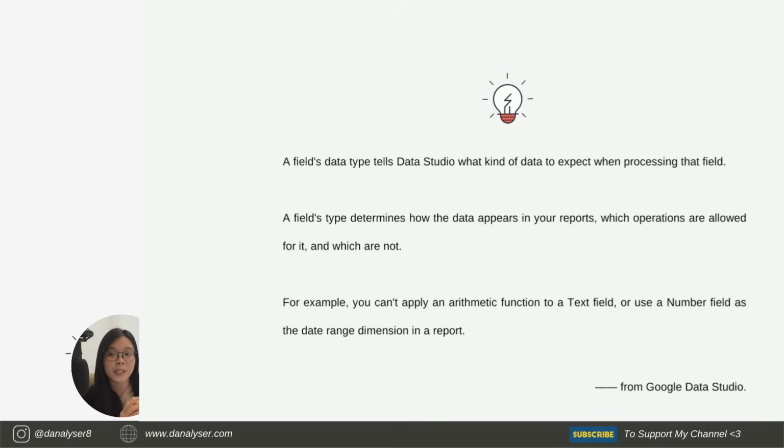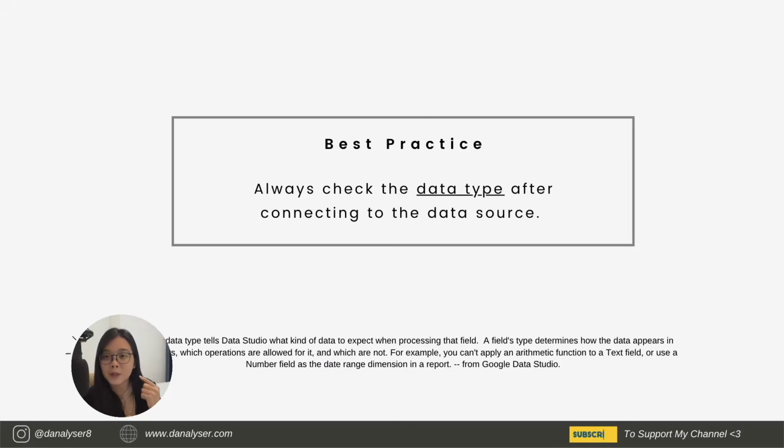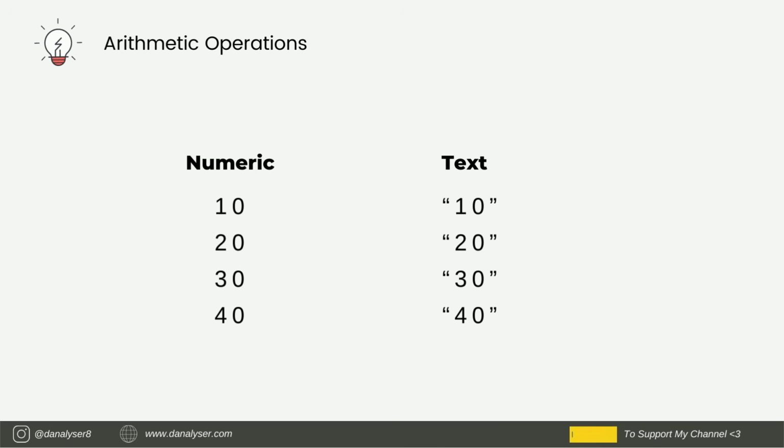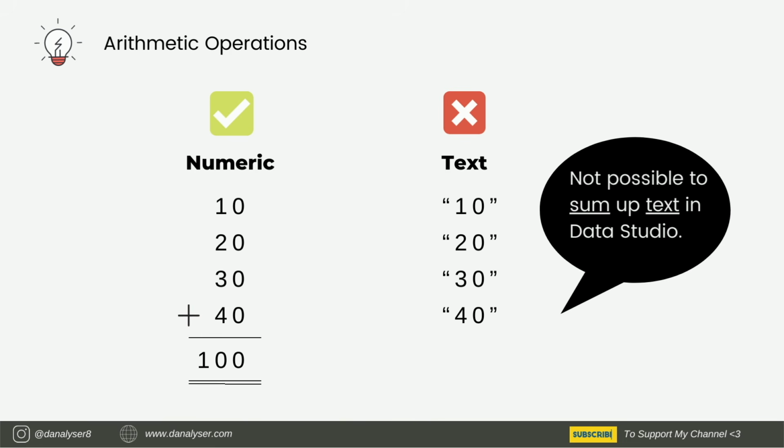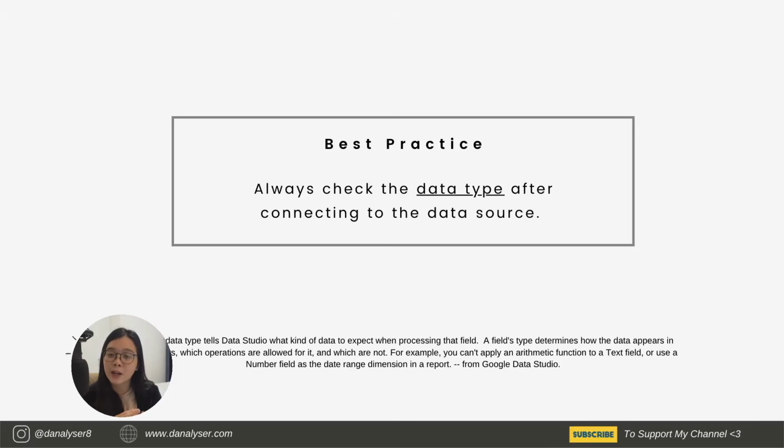So this will determine what kind of operations are allowed for these fields. Say, for example, if I have a numeric field, I'm allowed to sum the entire column to give me a total number. However, if I have a text field, even though the values are all numbers, I still can't sum it up because Data Studio already recognizes it as text. They don't allow an arithmetic function to be applied to text. So that's what you need to take note of.